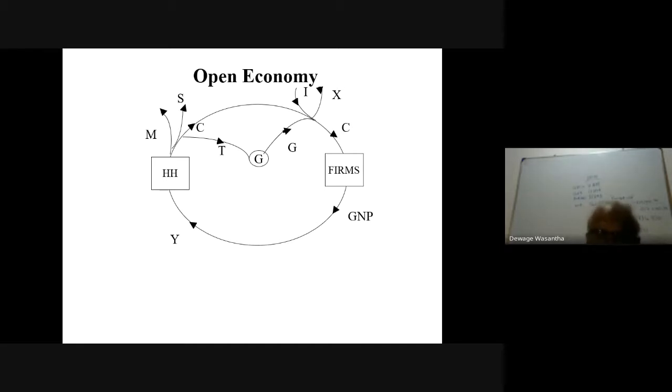So income, there are four components. Y equals C plus T plus M plus S. GNP equals C plus I plus G plus X. Firms produce consumption goods for the domestic market: domestically produced goods, C for the households, G for the government, X for exporters, and firms produce investment goods for the other firms.